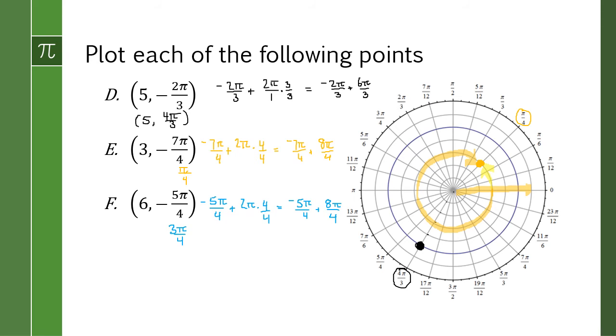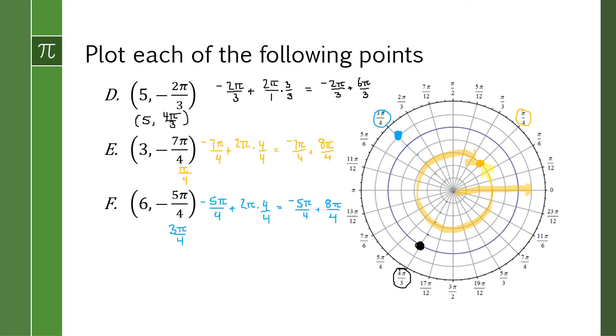So I'm going to be going 6 units away from the center in the direction or along the angle of 3 pi over 4. So there's my angle ray. And I'm going 1, 2, 3, 4, 5, 6 units from the center. That is point F.